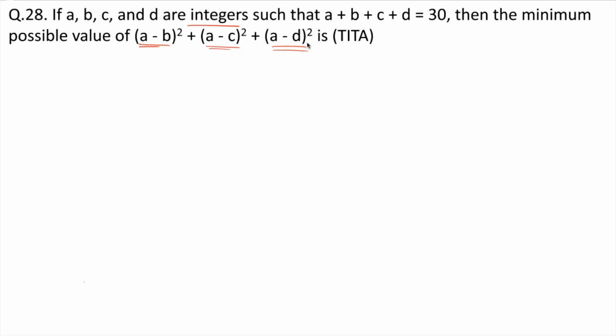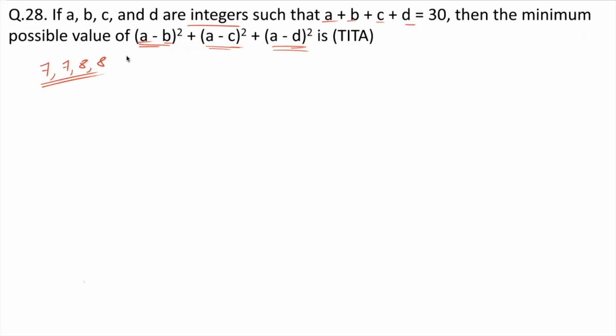Now this expression will be minimum when A, B, C, and D are as close as possible. Okay, if we try to make them equal, the sum is 30, so all of them can be 7.5 each. But since they're integers, we can take some of them as 7 and some of them as 8. So the values of A, B, C, and D in some order could be 7, 7, 8, and 8.